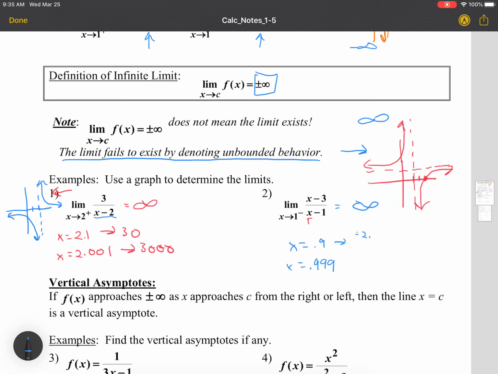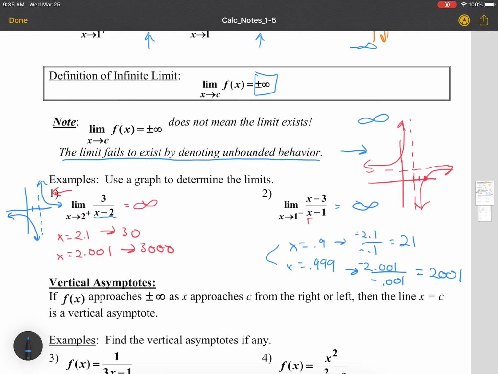Okay. We're going to get 2.1 over negative 0.1, which equals 21. And over here, we're going to get negative 2.001 over negative 0.001. That's going to give us. So again, as we get infinitely closer to 1, we could do this all day. We're getting bigger, all right? It's going infinitely up towards infinity. Okay? So let's look at vertical asymptotes.